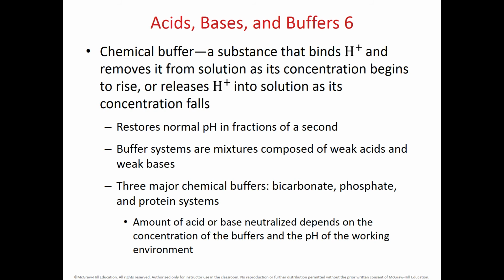So the major classification of buffer systems in our body will be something that we call bicarbonate, phosphate, and protein systems. Proteins have amino groups, guys, or carboxyl groups that can act as acids or bases, or donors of hydrogen ions and acceptors of hydrogen ions to maintain the pH balance.